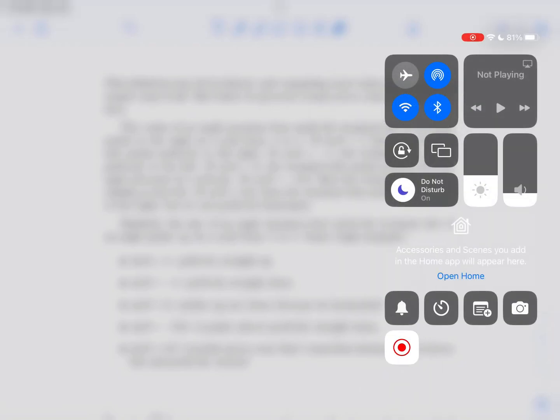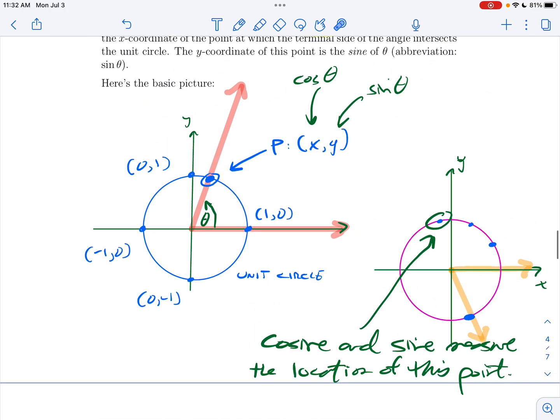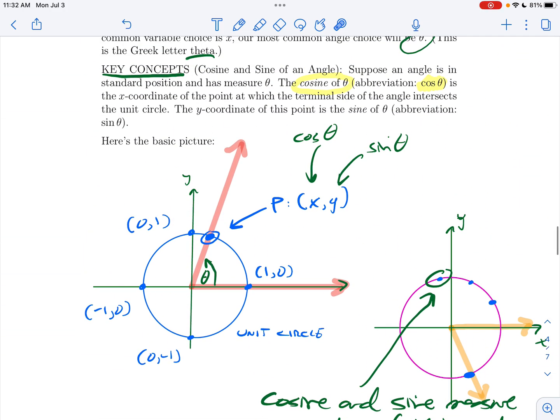All right, so let's resume this section. There's a lot more to talk about. So we just rolled out the definition of cosine of an angle and sine of an angle. We draw the angle in standard position. There's this point here where the terminal side intersects the unit circle, and we're just keeping track of where this point is. What is its x-coordinate?